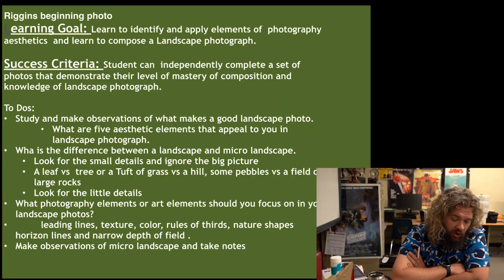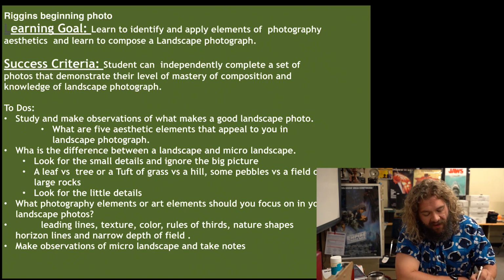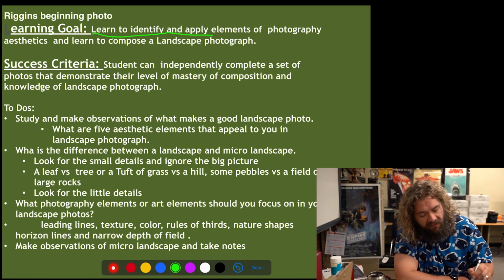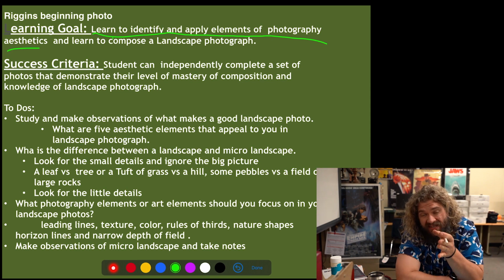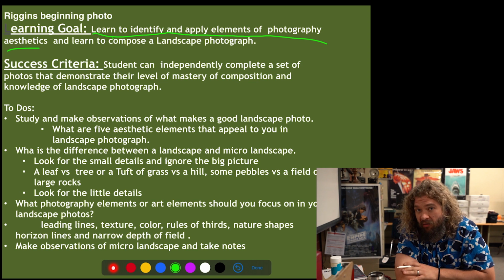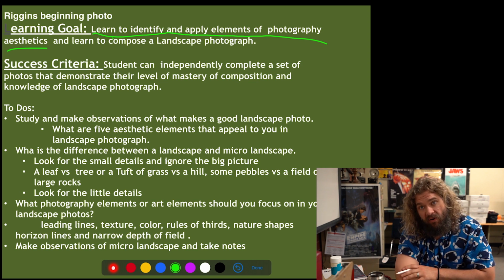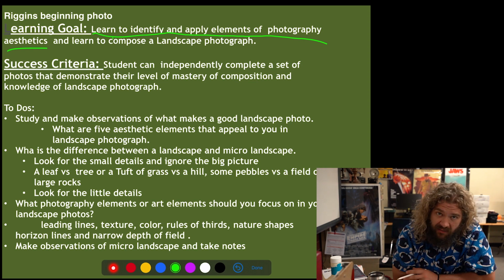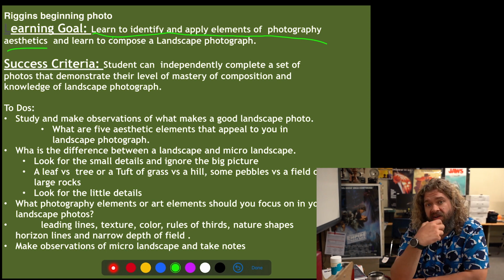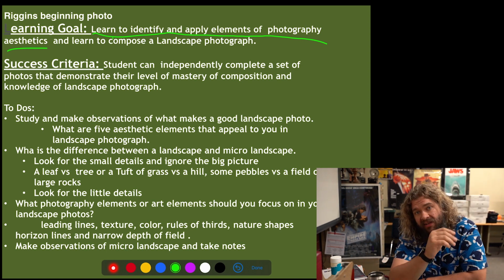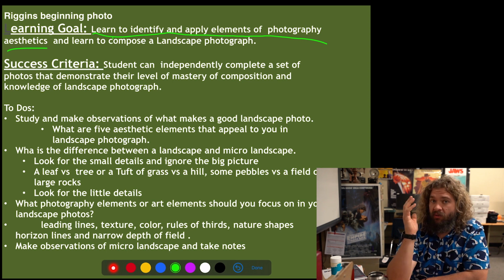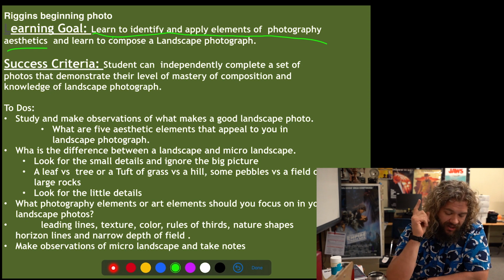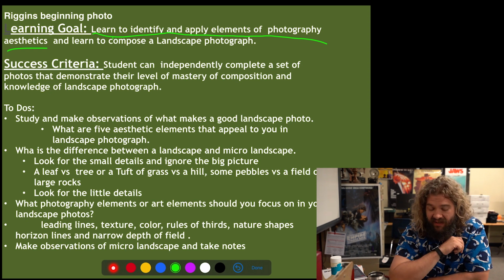Okay, here we go. Learning goal: learn to identify and apply elements of photography aesthetics. That is what makes a photograph attractive, what makes a photograph pretty. Typically it's color, texture, form, balance, things like that. How you use the camera, you guys have been doing a great job with that, but I want you to continue to identify and apply elements of photography aesthetics.